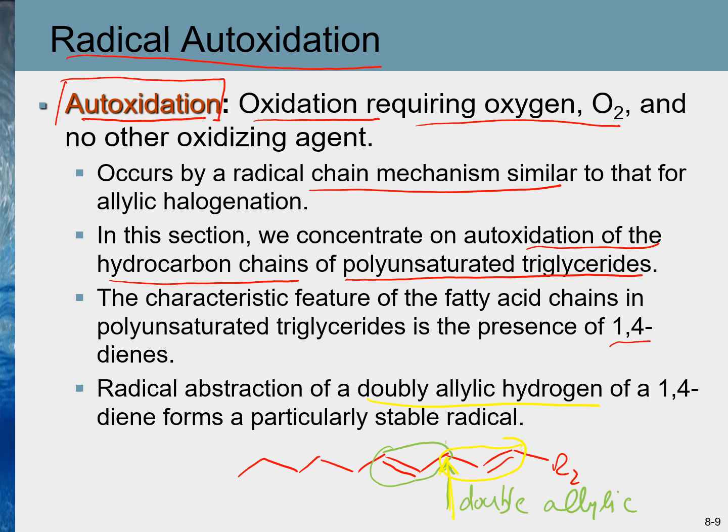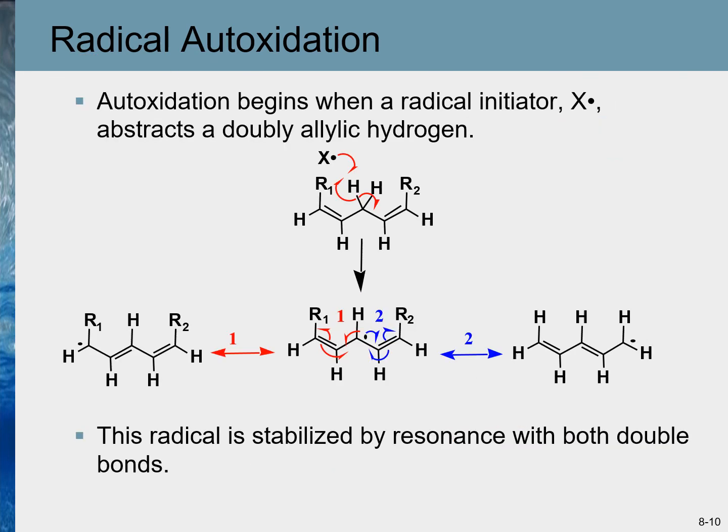This doubly allylic position is particularly reactive towards radical reaction because a doubly allylic radical is extremely stable. If a radical forms there, it's extremely stable because it has double resonance structures. Because this radical is extremely stable, if we have a hydrogen at this position, that hydrogen is easily removable and it will generate a radical here. So that's why the doubly allylic position is an extremely reactive position towards radical reactions. The auto-oxidation of unsaturated fatty acid chains begins when a radical initiator abstracts a doubly allylic hydrogen as shown here.